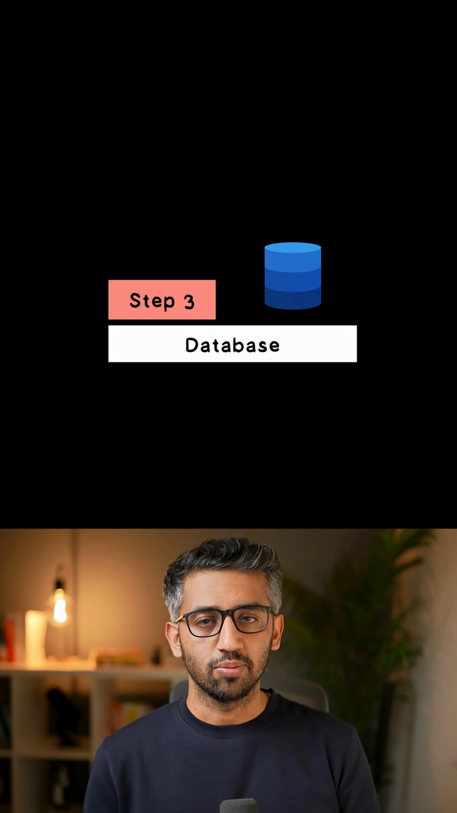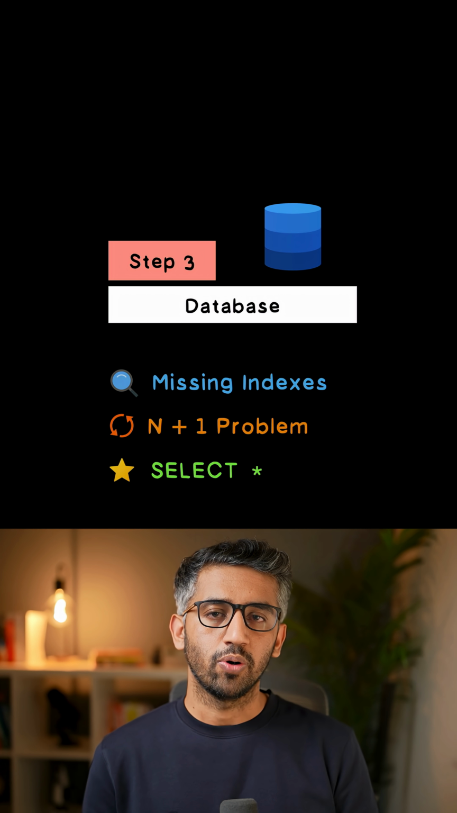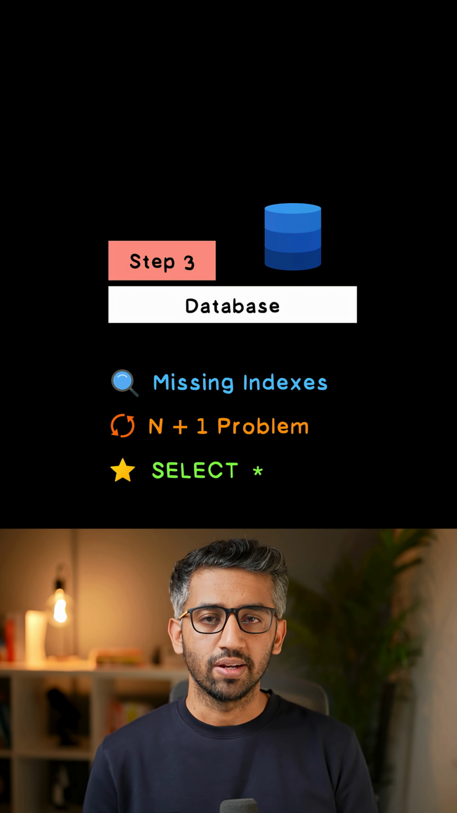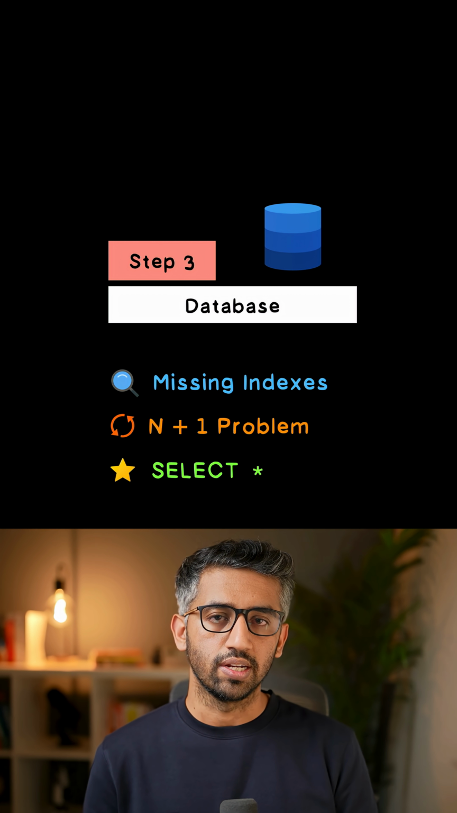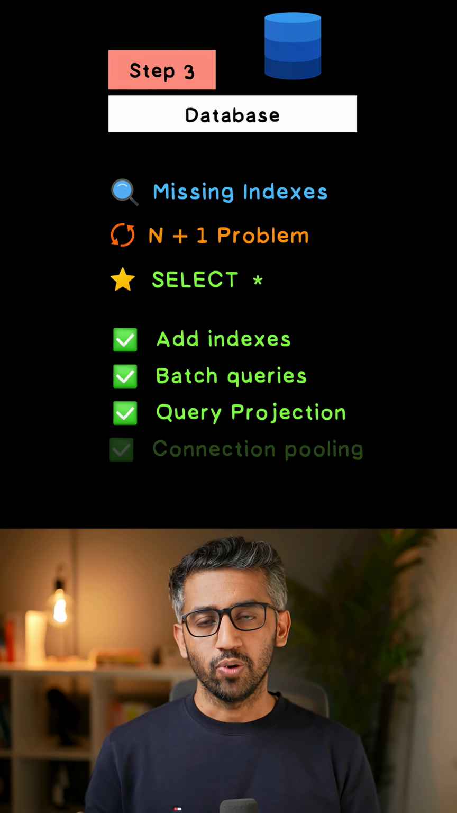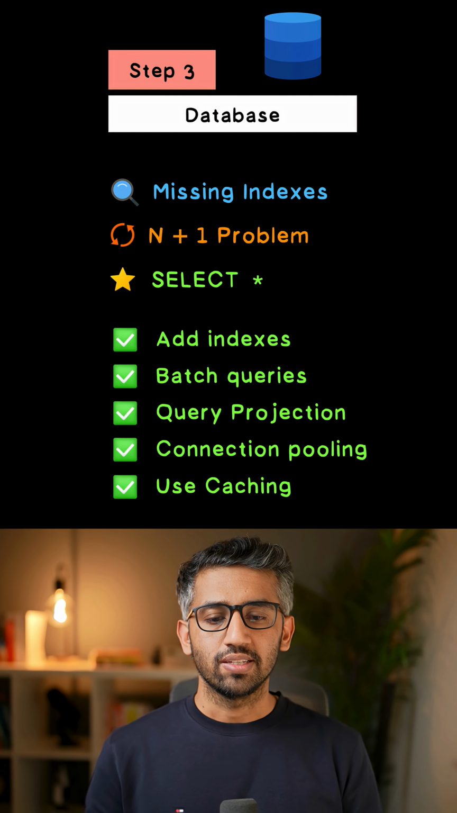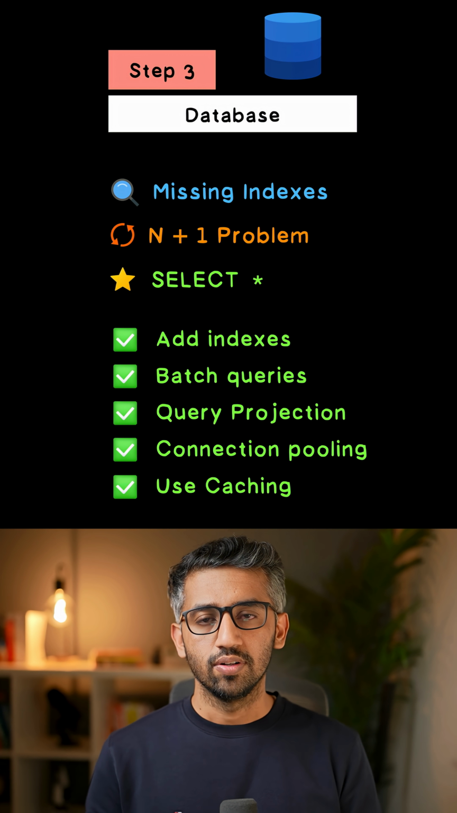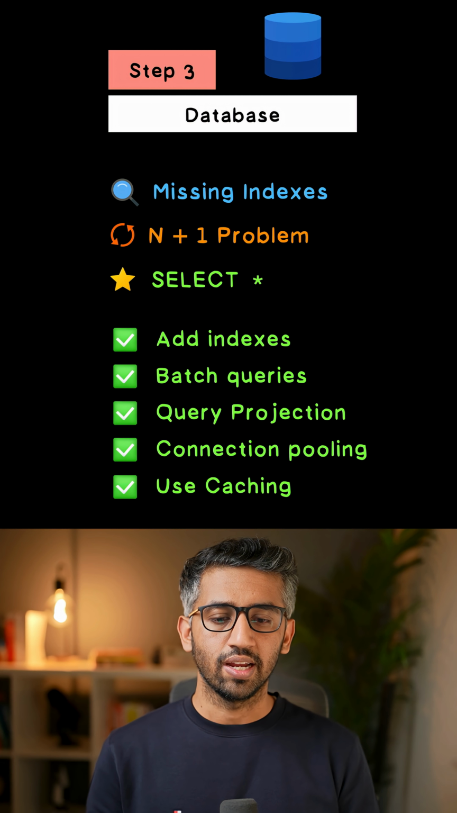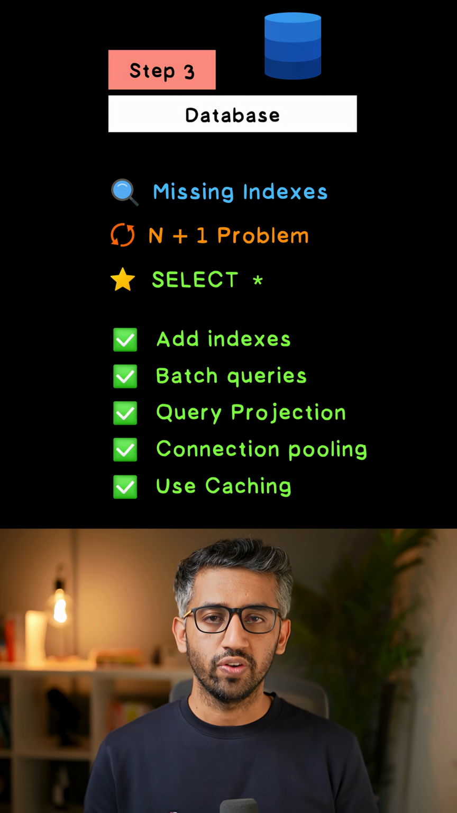Database could be another bottleneck. So you may have queries which are not properly using the indexes, you might be running queries in the loop, or you might be unnecessarily selecting data that you don't need. Some of the ways to fix this are adding proper indexes, running queries in batches, selecting only the data that you need, improving your pooling configuration, and caching the data so you don't have to fetch it from the database again.